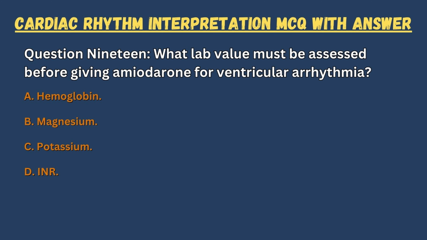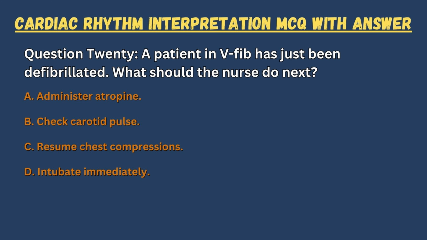Question 19. What lab value must be assessed before giving amiodarone for ventricular arrhythmia? A. Hemoglobin. B. Magnesium. C. Potassium. D. INR. Answer: C. Potassium.